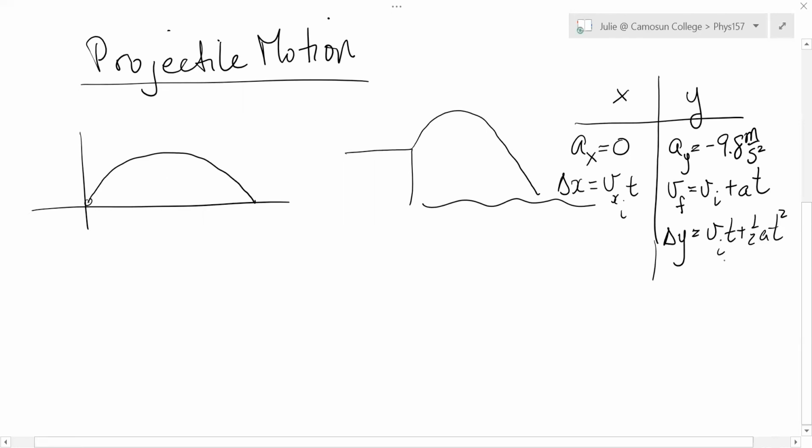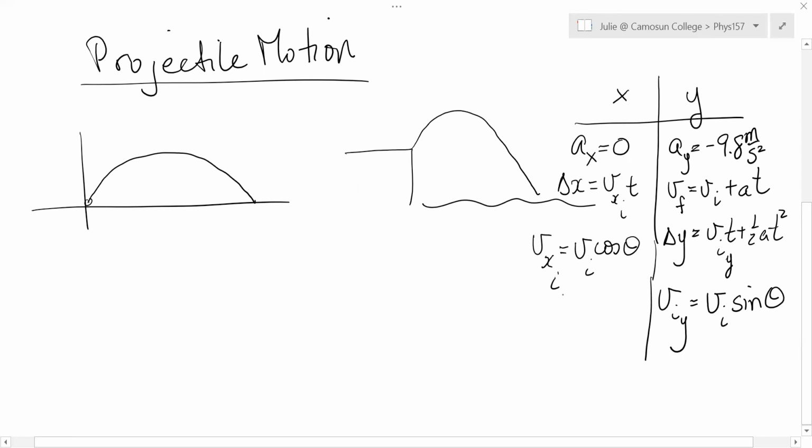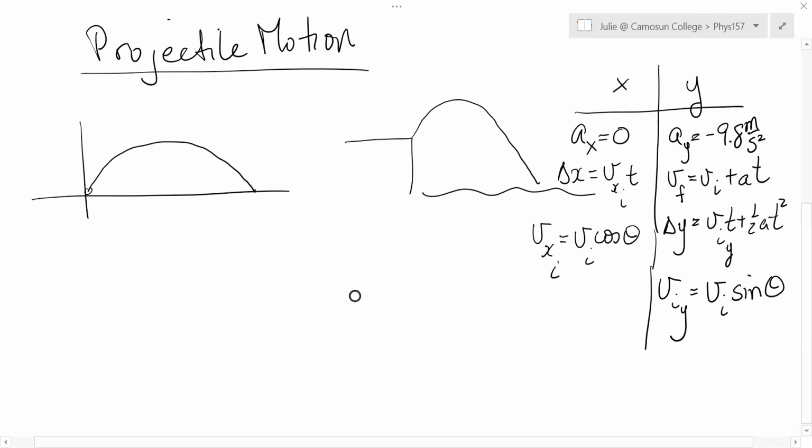Now this Vi, this is Viy. And Viy is the component of the velocity vector in the y direction. Similarly, this Vxi is the component of the initial velocity vector in the x direction. And so those equations will basically allow you to solve these projectile motion problems. There's some excellent videos on Mastering Physics that you can watch, some examples of how to do that. And then the notes on the D2L PowerPoint slides are also really good.